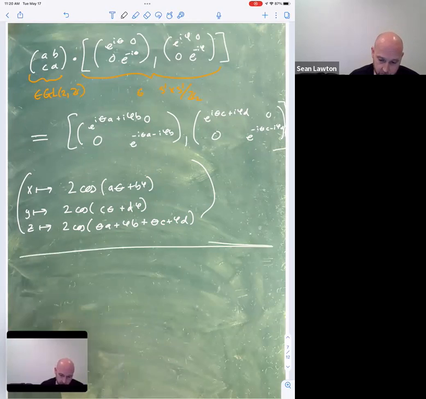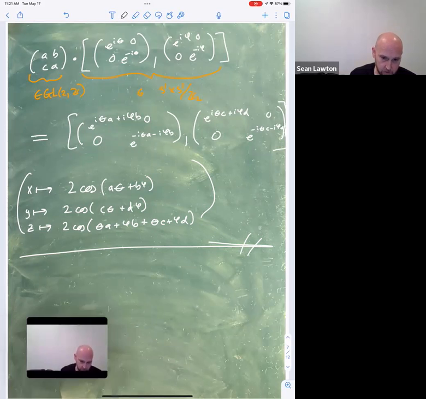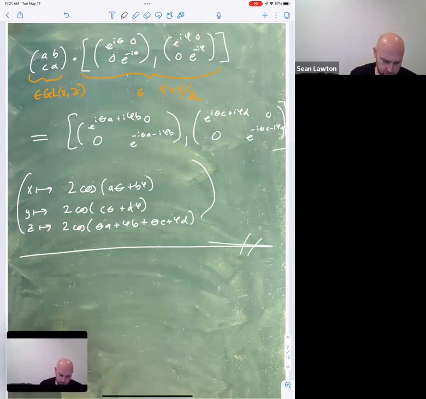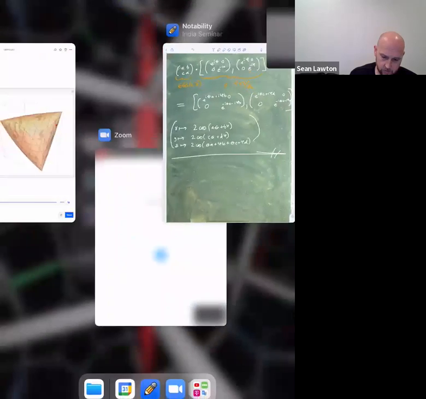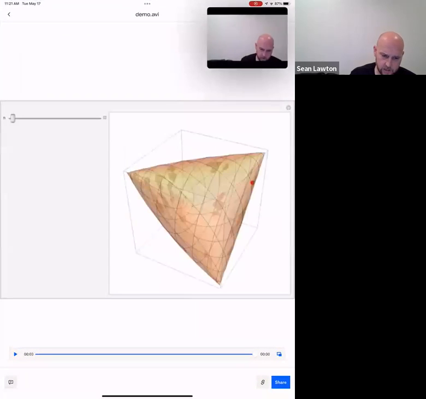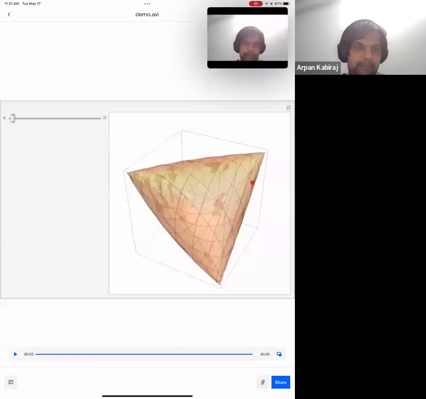All right, so that's what the action looks like. But let's actually see what it really looks like. Let me make sure this is going to work here. Do you guys see this picture of the samosa? Yes. Yeah. Okay, good.